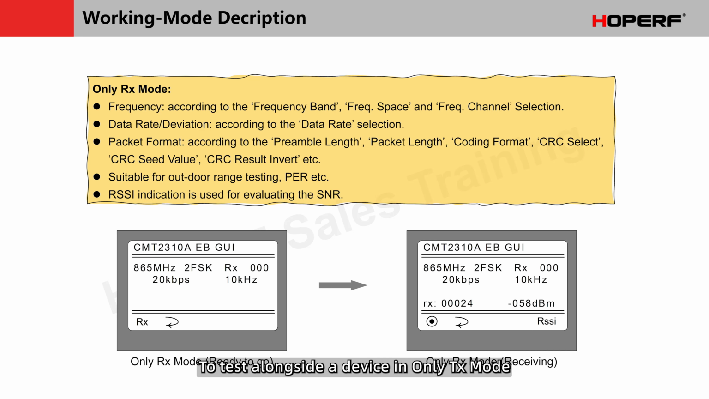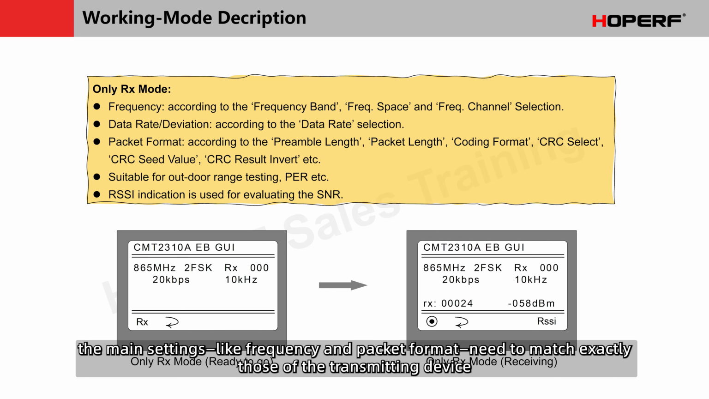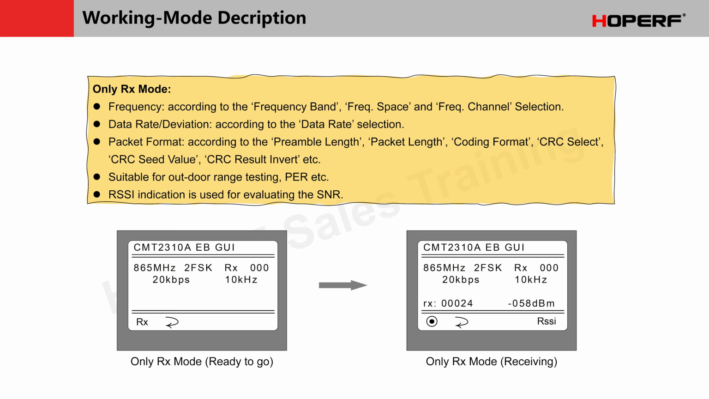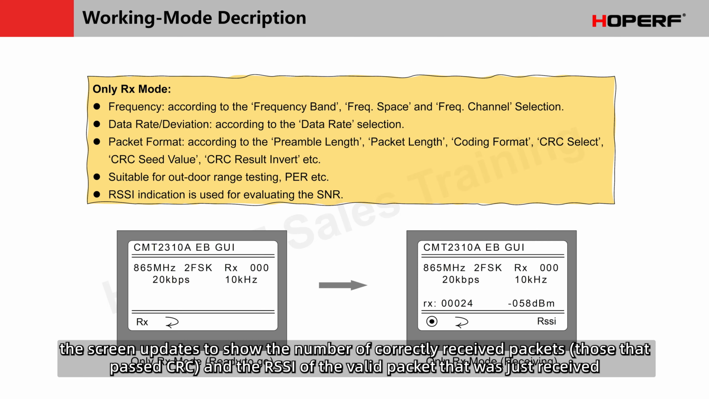To test alongside a device in only TX mode, you need only RX mode, packet receive only. In this mode, the main settings like frequency and packet format need to match exactly those of the transmitting device. This lets you test the one-way link. When receiving packets, the screen updates to show the number of correctly received packets, those that pass CRC, and the RSSI of the valid packet that was just received.